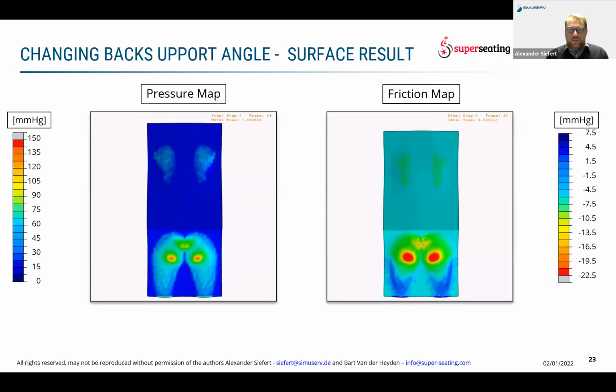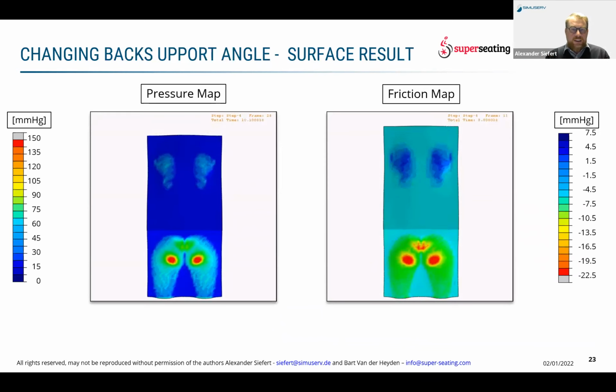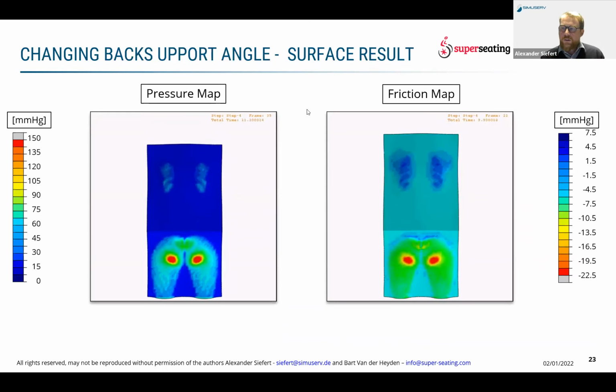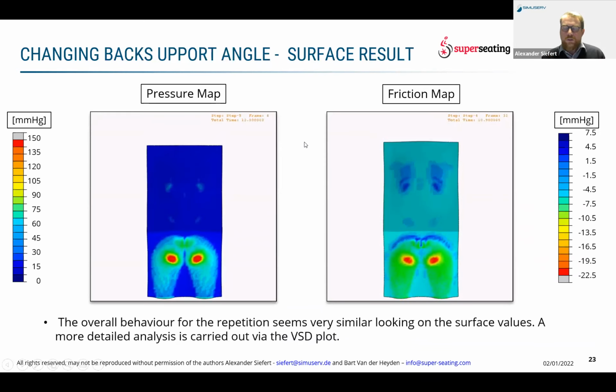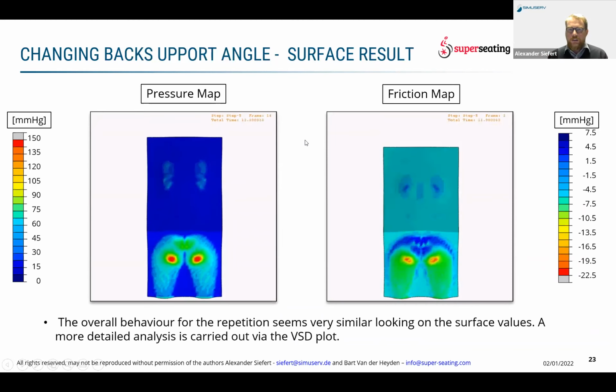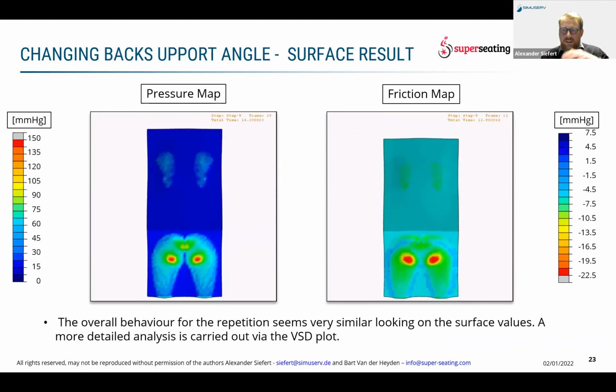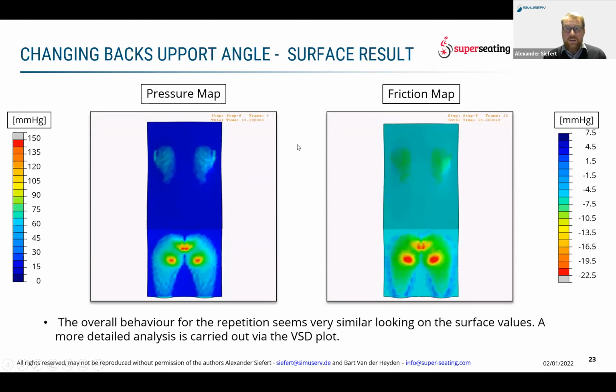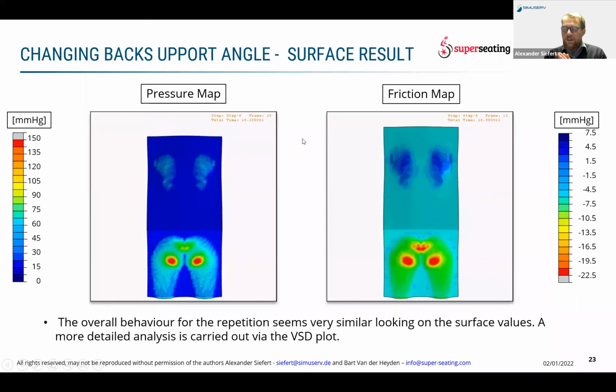Slight difference, you can see that, but the differences are so small that on these colorful pictures, it's difficult to make really a statement. And therefore we decided to also go for a VSD plot. This is making it much clearer, because you directly see the tendency we have there. And once again, I would emphasize the tendency will be there if the client is not a 50th percentile male as we have it here.